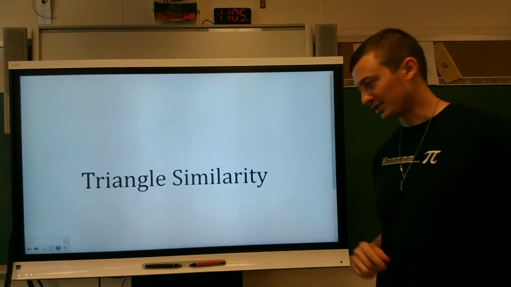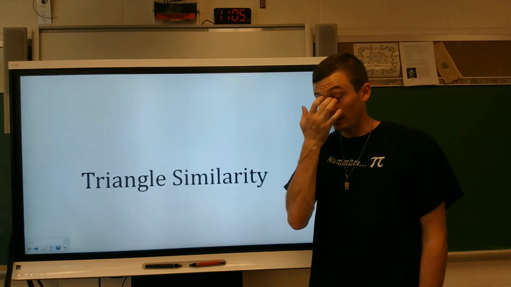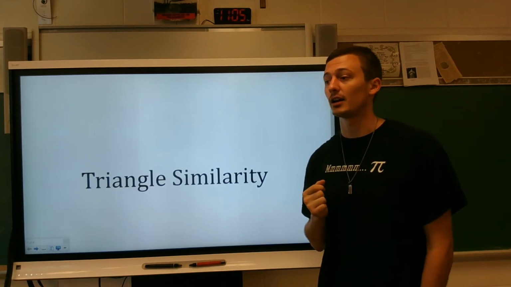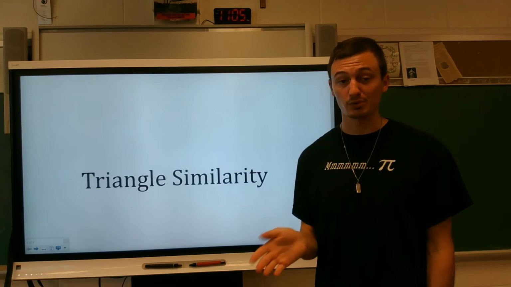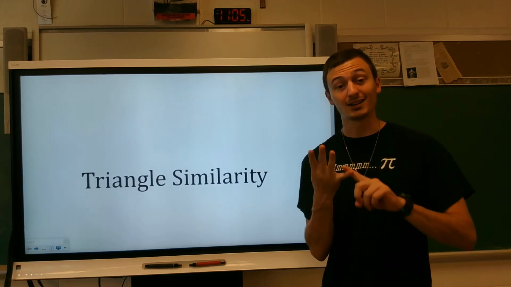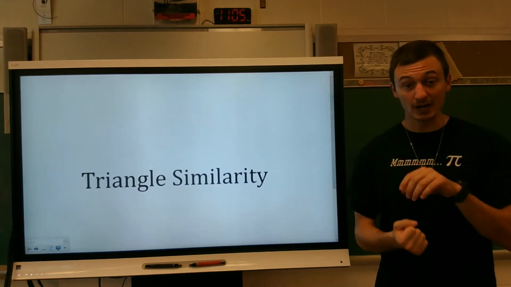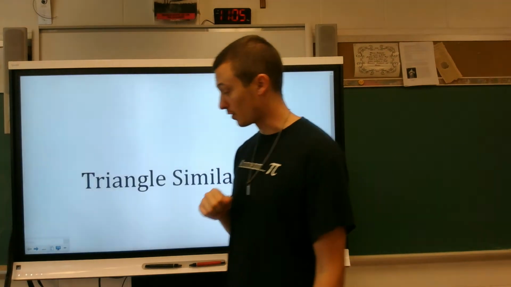All right, let's talk about triangle similarity now. So we've talked about triangle congruence, and we know that the triangle congruence theorems and postulates are side, side, side, side, angle, side, angle, side, angle, and angle, angle, side. There's 4 of them. In triangle similarity, there's only 3 of them. So let's go over those 3.